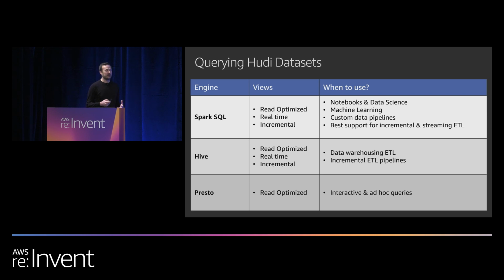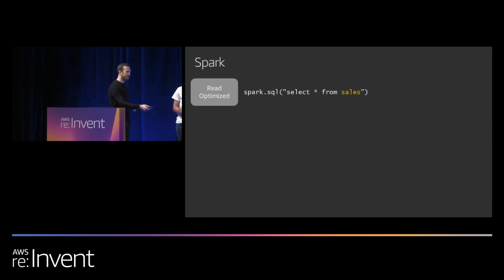One of the great things about Hudi is when you create a Hudi dataset, you have the ability to say, hey, I want to also create metadata in the Hive Metastore or the AWS Glue Data Catalog. So if I create a dataset, it'll create corresponding tables within that Metastore, so you can more easily use it with these different engines. So now what we'll do is walk through each of the different engines and show you some examples of how to use the views with each engine.